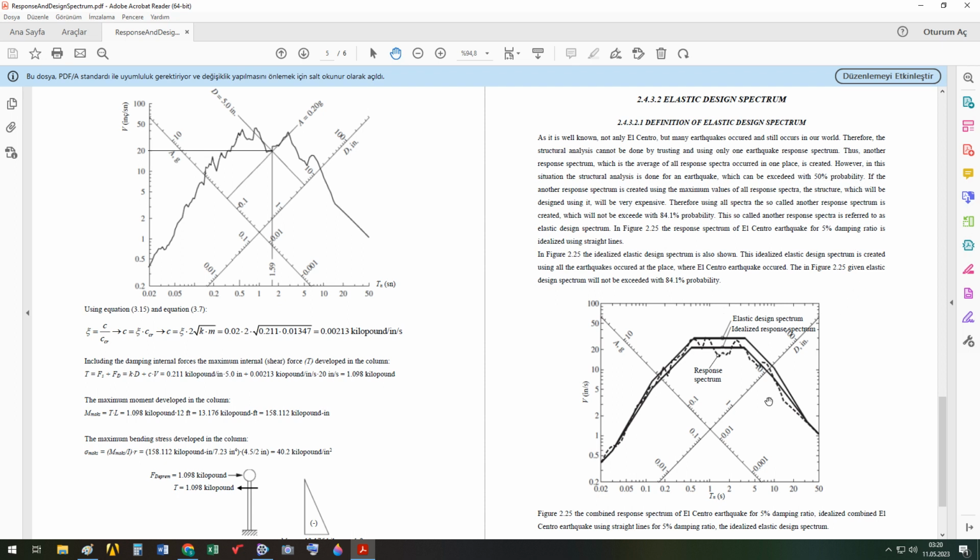Now, let me finish the reading of this text. If another response spectrum is created using the maximum values of all the response spectra, the structure which will be designed using it will be very expensive. Therefore, using all spectra, another response spectrum is created, which will not be exceeded with 84.1% probability. This response spectrum is referred to as elastic design spectrum. Here we see an elastic design spectrum.